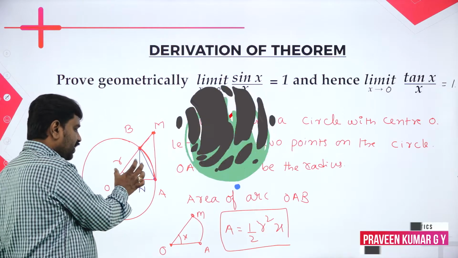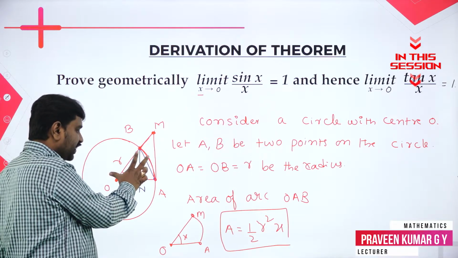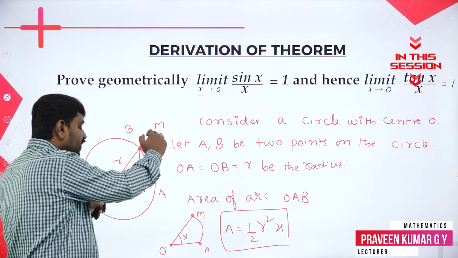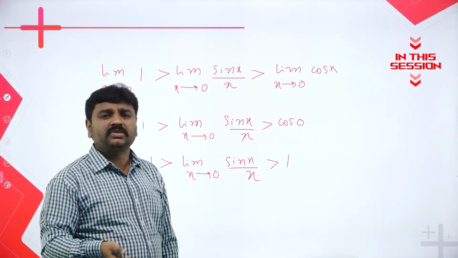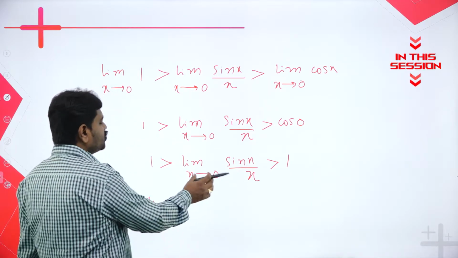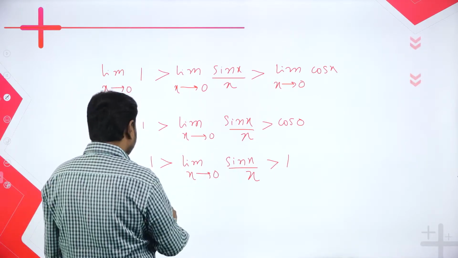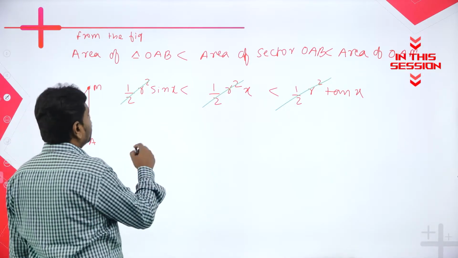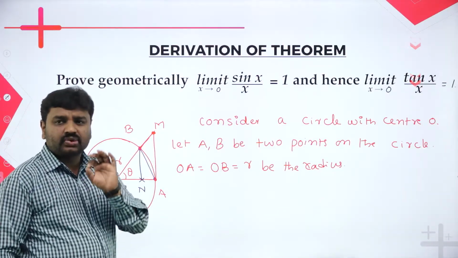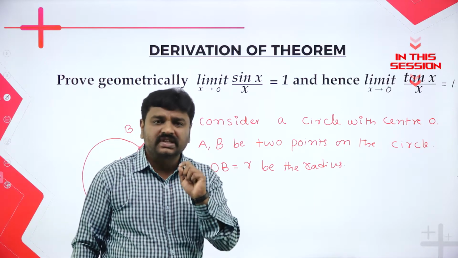See, area of smaller triangle OAB is less than area of sector, which in turn is less than area of triangle OAM. So I'll write it. Limit x tends to 0, sin x by x lies between 1 and 1, means what? Sin x less than tan x. So now you need sin x by x. Our task is to get limit theta tends to 0, sin theta by theta.